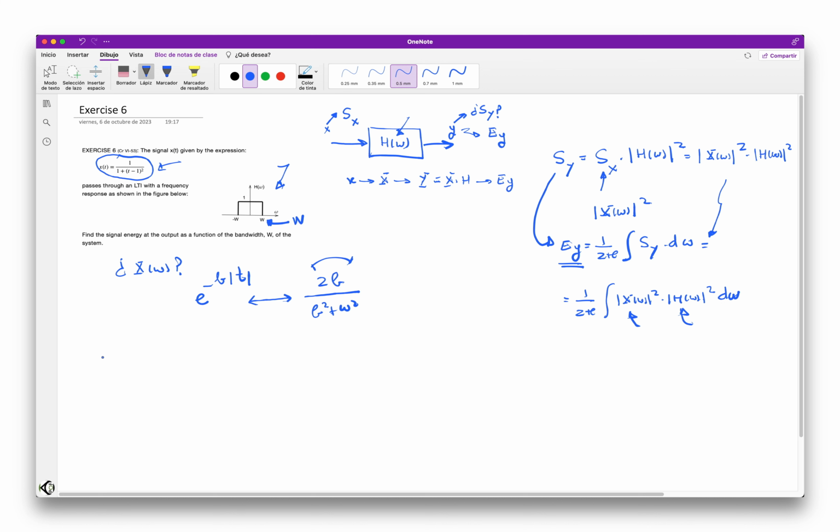So what do we do? Well, we use the duality property, and we take this 2b and we put that on the left side. So we put this, and obviously the variable is no longer omega, the frequency, but t.